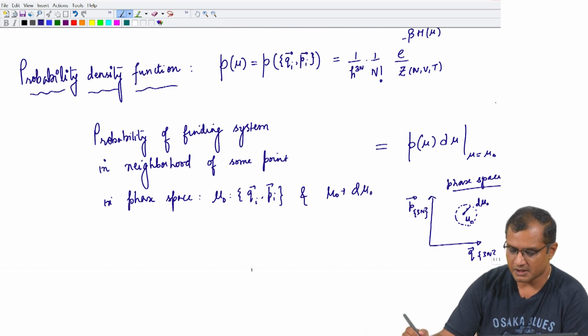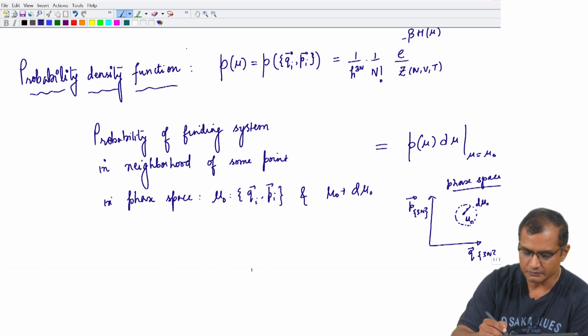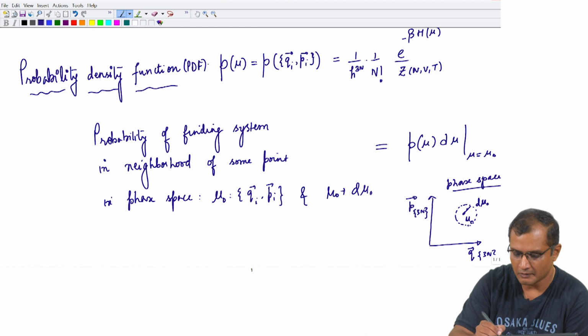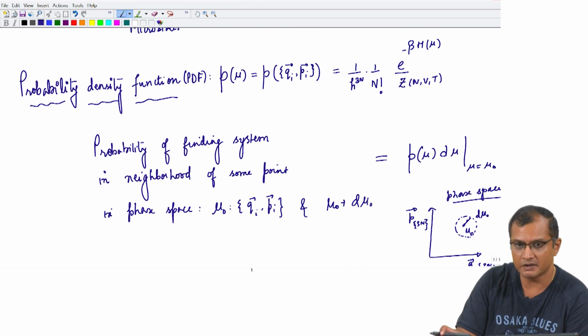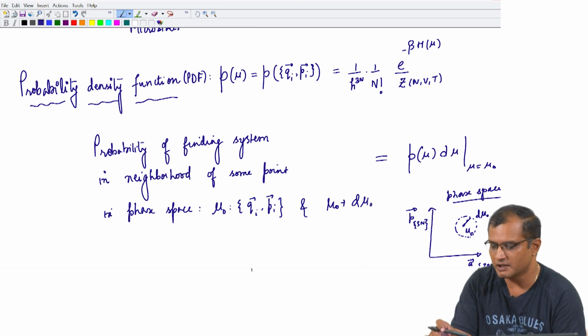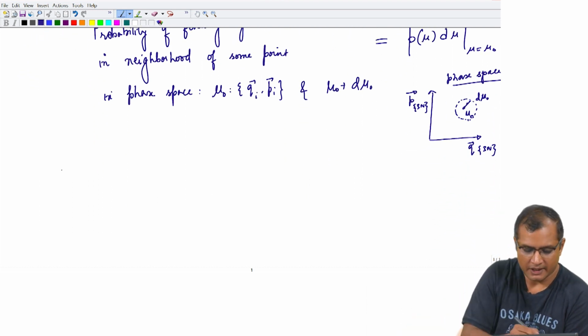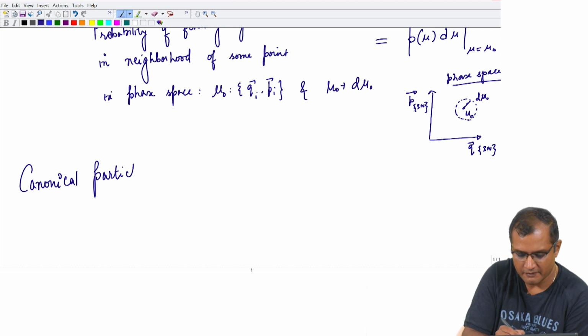So, let us, from the definition of this probability density function or PDF, compute the partition function. So, if you look at the definition of the PDF, you can think of the canonical partition function simply as a normalization of your PDF. So, I can write down the canonical partition function, which is the norm of this PDF.